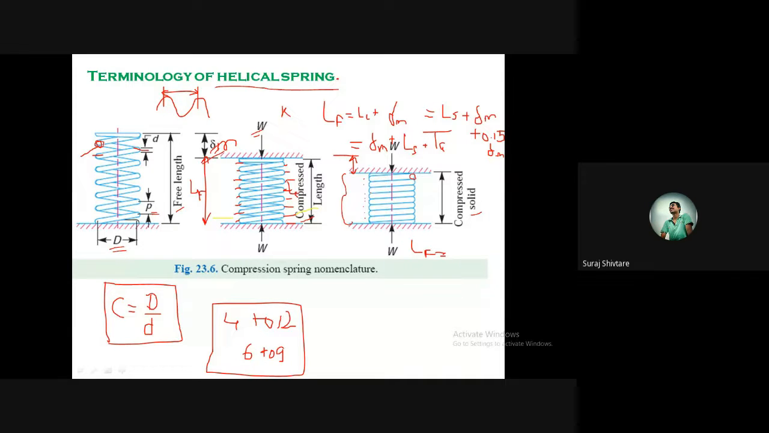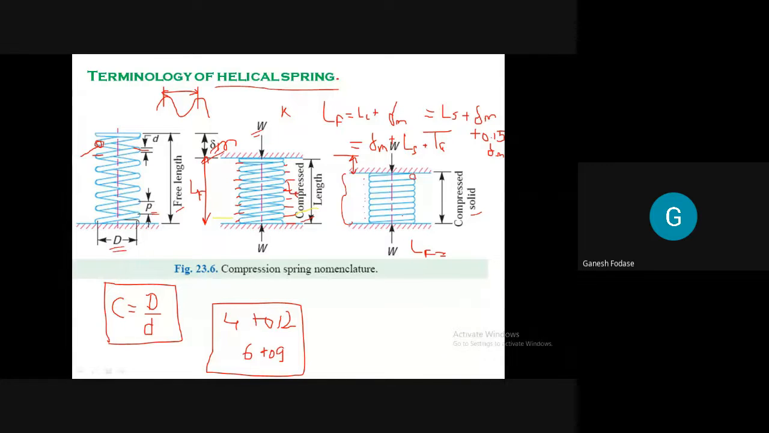Maximum force is applied at the compressed solid length, because there the maximum deflection is there. No. See, generally in working condition, the spring should not be at the compressed solid length. After the full force is applied, the spring should not reach the solid length. Otherwise it is a failure. When you apply the force in working condition, there must be some gap between the wires. So while designing, we should take care that under the maximum load condition, there should be some gap. So it should be at the compressed length, not the solid length. Understand? But if the solid length is reached, it means failure.